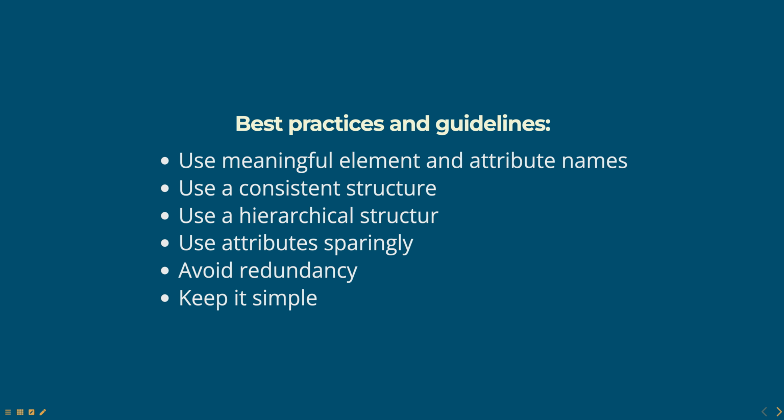Use meaningful element and attribute names. Element and attribute names should be descriptive and self-explanatory so that the meaning of the data is clear to both humans and machines. Use a consistent structure. The structure of the XML document should be consistent throughout, with similar elements and attributes used in similar contexts. This makes it easier to understand and process the data.